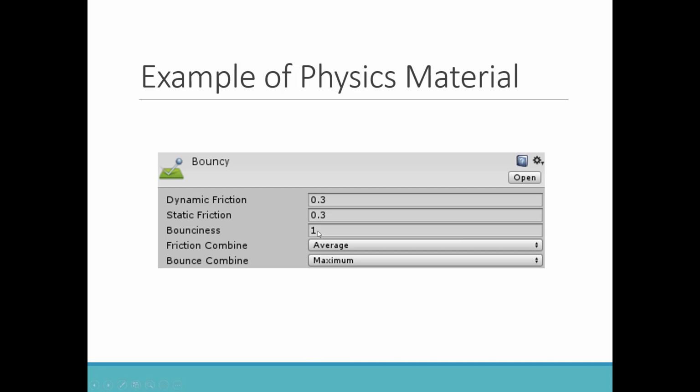And then the bounciness is the same thing. When an object hits something else, how much of that force that it came and hit it with is going to be used to send it in the opposite direction. So 0 would mean you're not bouncing at all. 1 means you're bouncing back 100%. The friction combine and bounce combine, there's other settings. I'm not really going to get into that. If you're interested, go ahead and check the documentation.